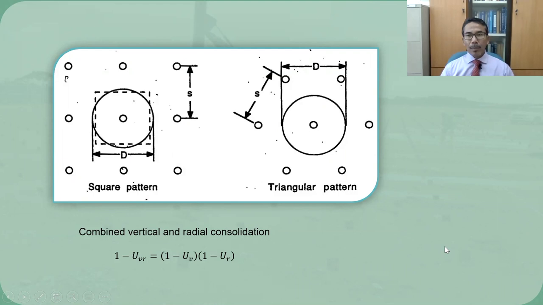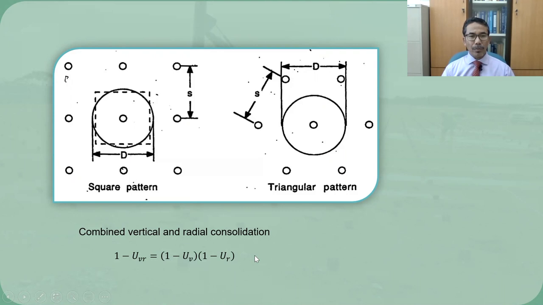When preloading is combined with vertical drains, we would anticipate that water will flow vertically and radially, which will cause both vertical and radial consolidation. The combined vertical and radial consolidation is related by this equation: 1 minus U sub VR equals 1 minus U sub V multiplied by 1 minus U sub R, where U sub VR here is the degree of consolidation due to both vertical and radial consolidation. U sub V here is the degree of vertical consolidation, and U sub R represents the degree of radial consolidation.